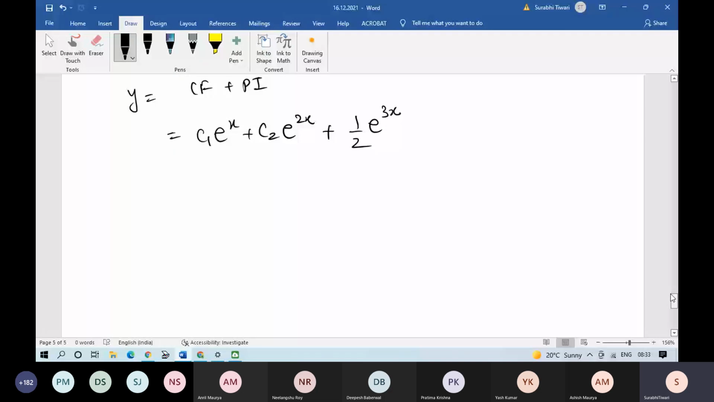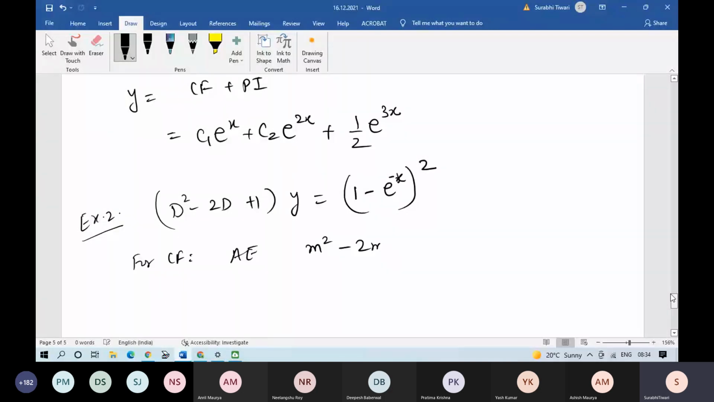(d square minus 2d plus 1) y is equal to (1 minus e raised to the power of minus x) whole squared. So for the complementary function, the auxiliary equation is m square minus 2m plus 1 is equal to 0. So this becomes (m minus 1) whole square. So m will be 1, 1.